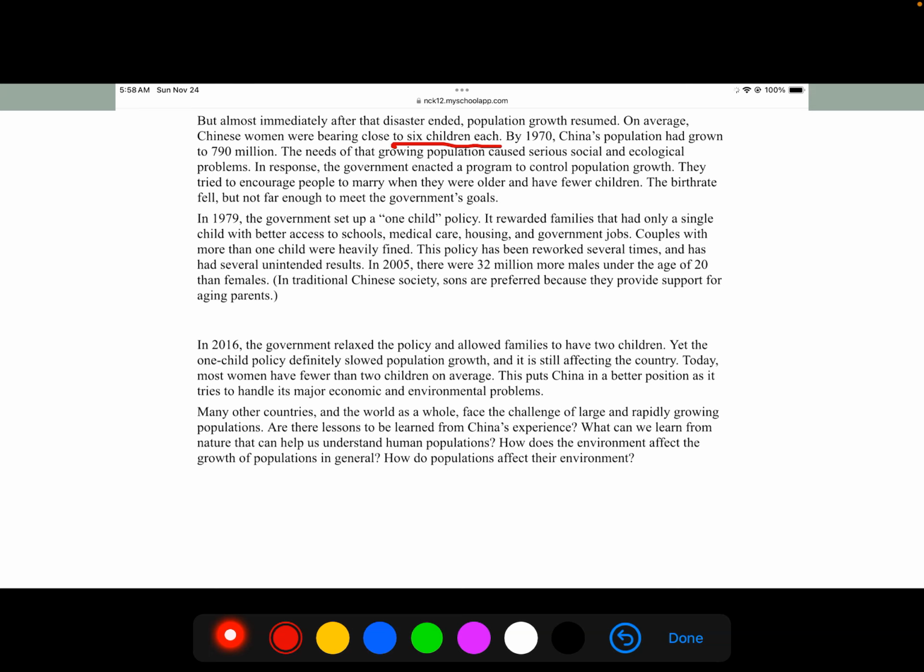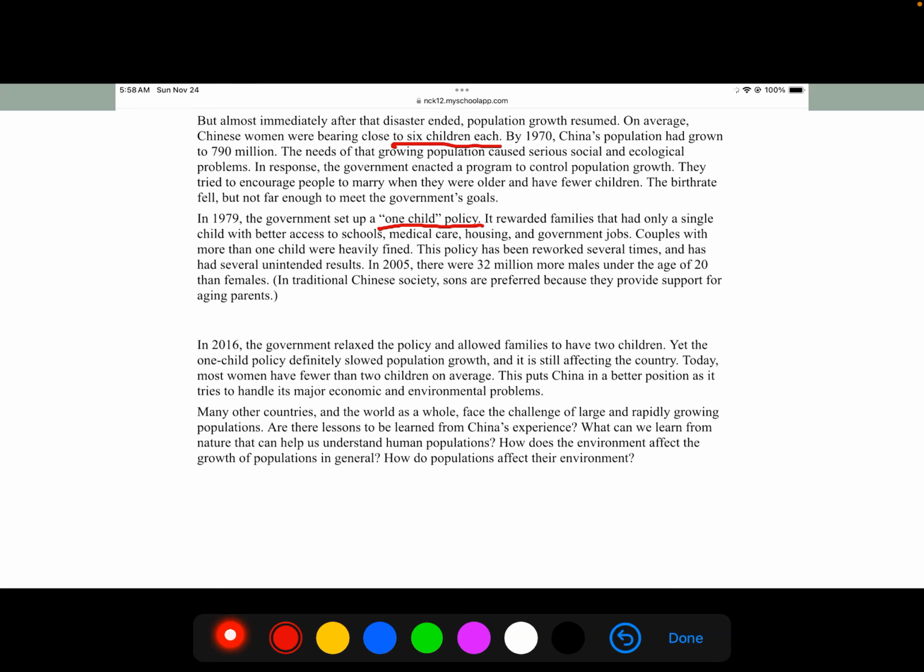By 1970, China's population had grown to 790 million. The needs of that growing population caused serious social and ecological problems. In response, the government enacted a program to control population growth. They tried to encourage people to marry when they were older and have fewer children. The birth rate fell, but not much. So in 1979, the government set up, here we go, this is going to be really important, I am going to dive into this, a one-child policy.